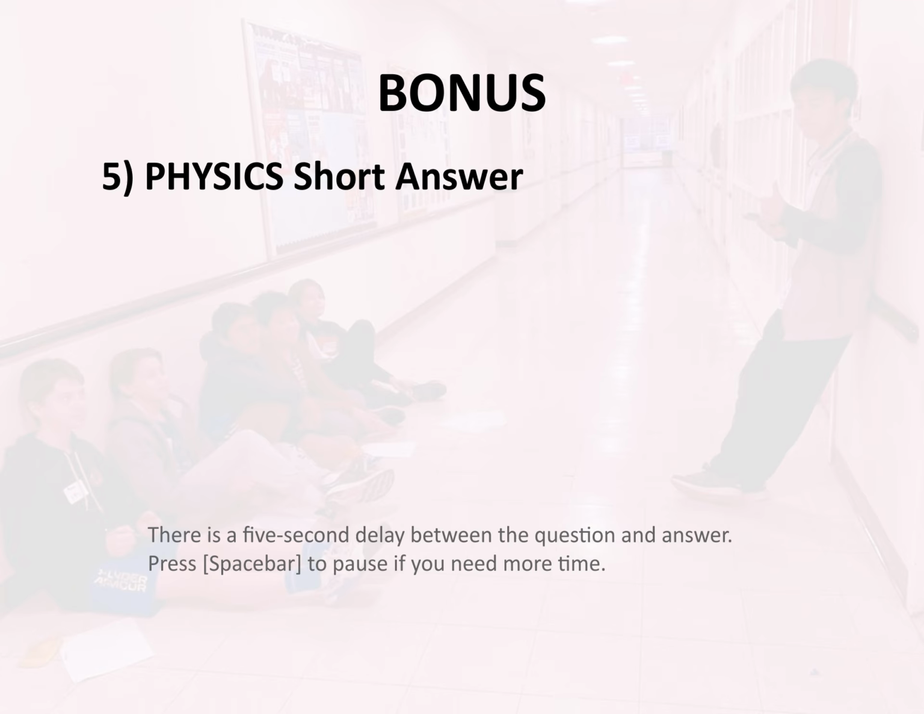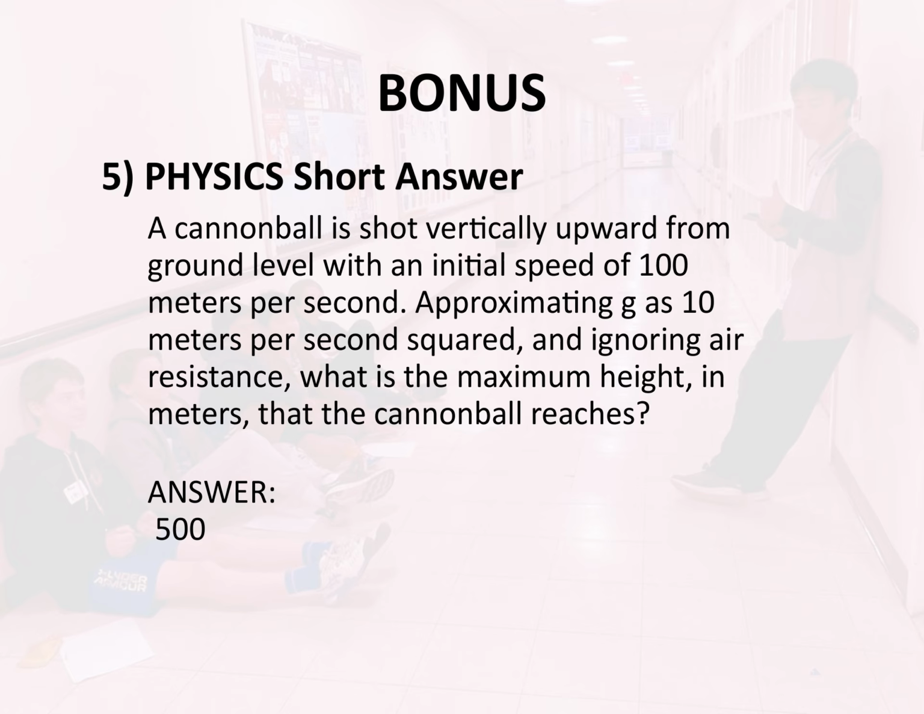Bonus 5. Physics. Short answer. A cannonball is shot vertically upward from ground level with an initial speed of 100 meters per second. Approximating g as 10 meters per second squared, and ignoring air resistance, what is the maximum height, in meters, that the cannonball reaches? Answer, 500.